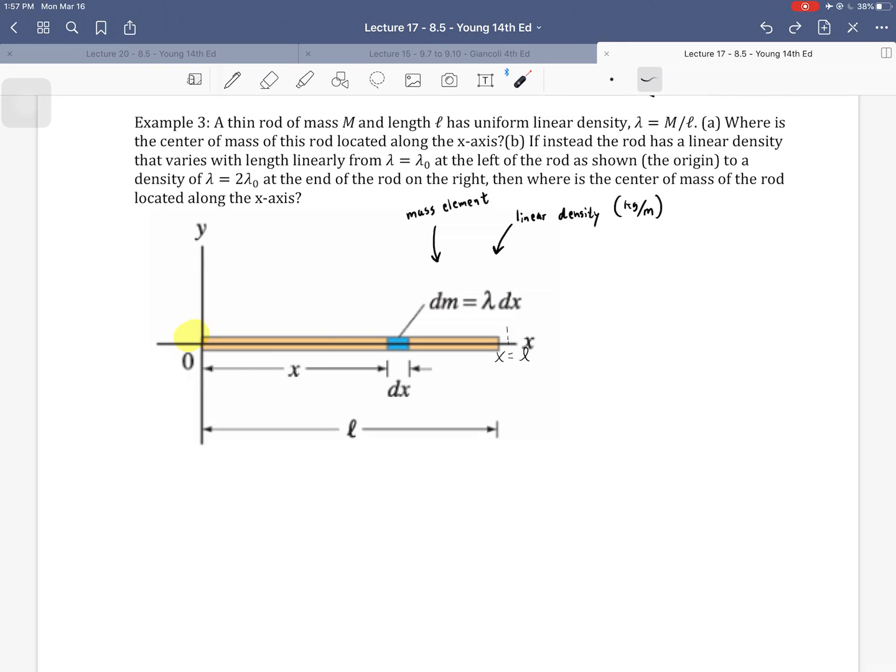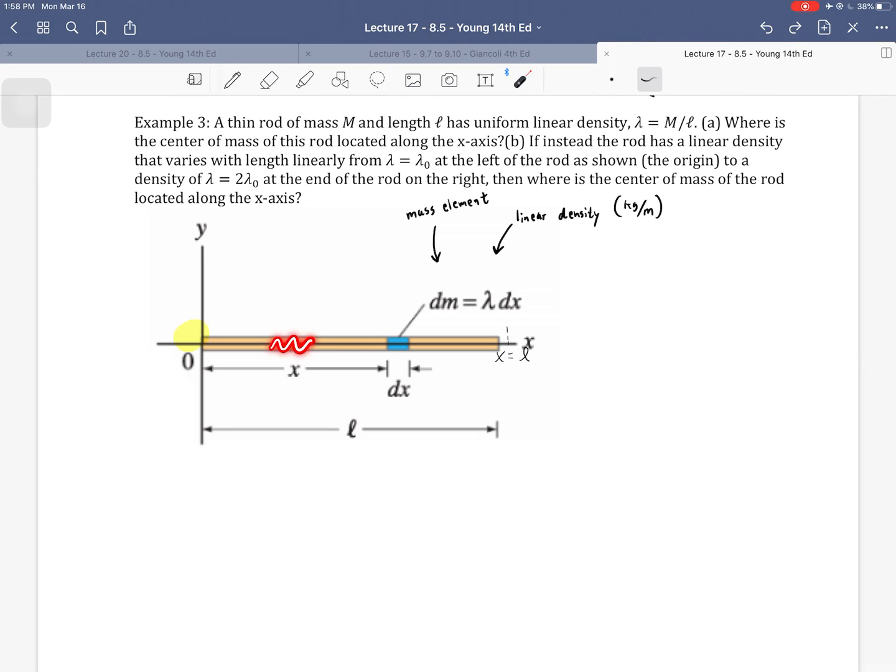Okay? Now, the first part, part A, we're going to deal with a density that is consistent with a uniform density. So the idea that as we go along the length, lambda doesn't change. So that's a uniform rod. But what if the rod is getting thicker or thinner, which would be effectively affecting its density?